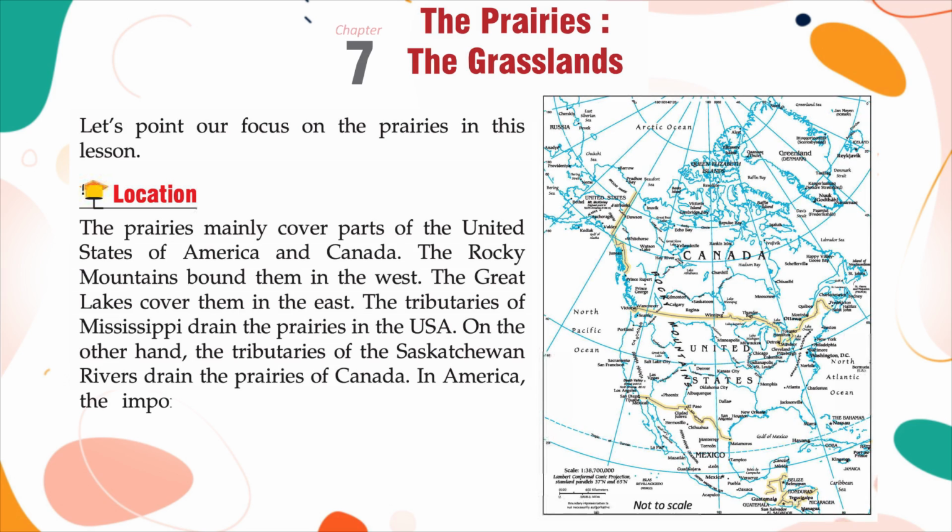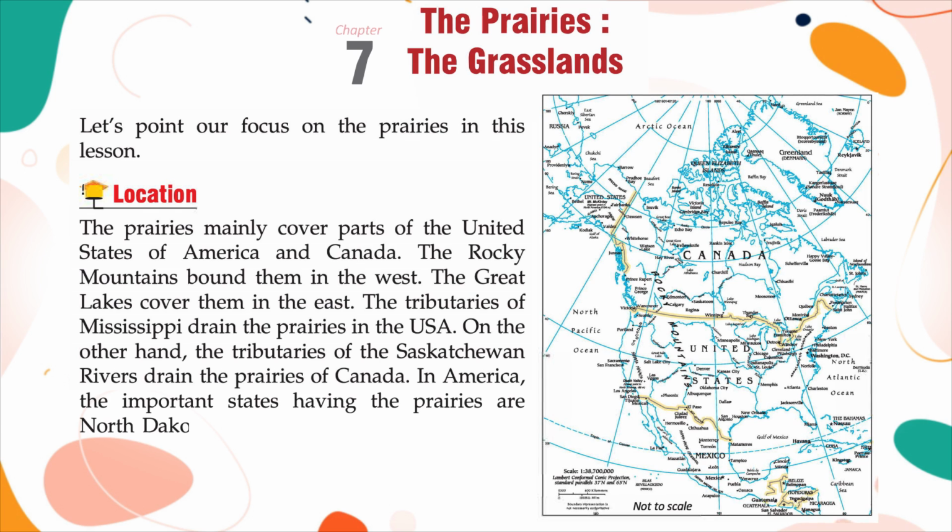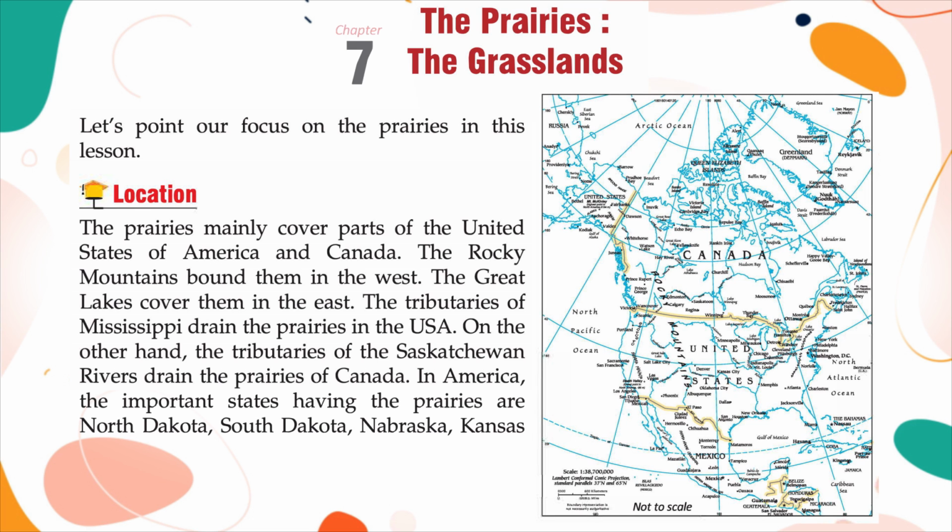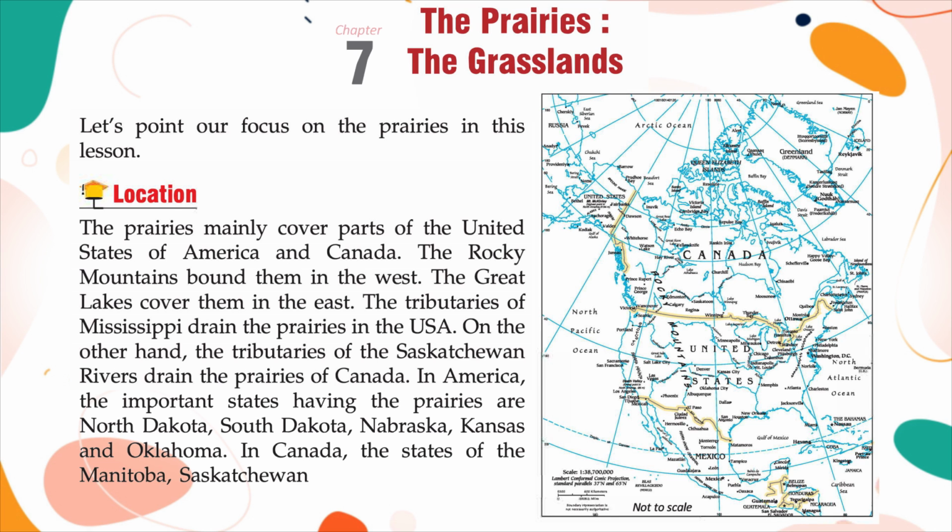In America, the important states having the prairies are North Dakota, South Dakota, Nebraska, Kansas, and Oklahoma. In Canada, the states of Manitoba, Saskatchewan, and Alberta constitute parts of prairies.